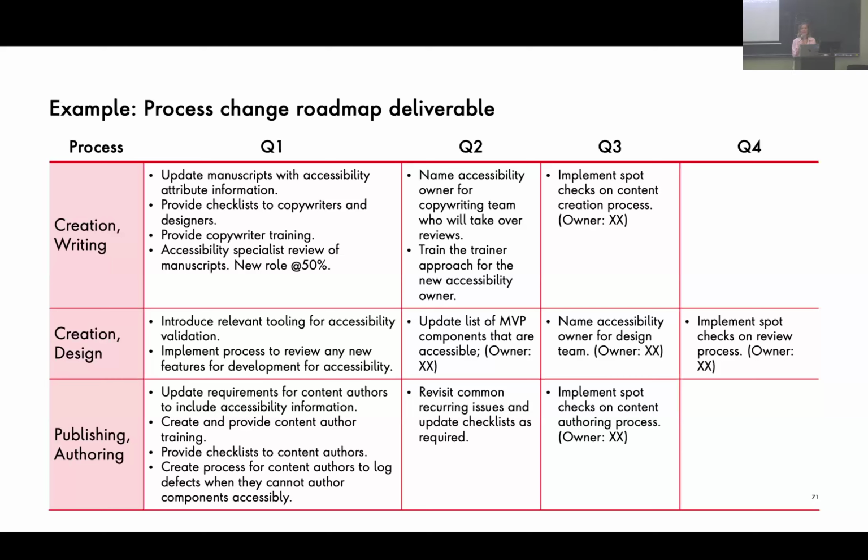In Q2, they're saying, okay, at that point, you should be ready to assign an accessibility owner and then do the train the trainer approach for that owner on that team. And then by Q3, we should be ready to implement spot checks with that person. So it kind of shows the trajectory of how it will unfold.